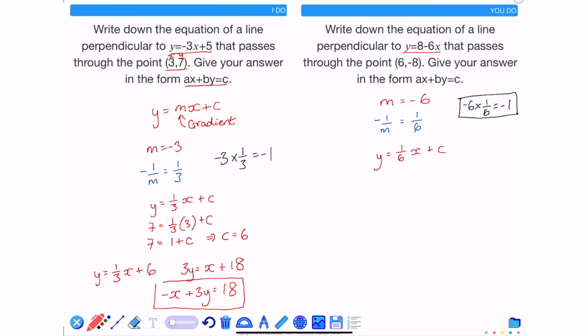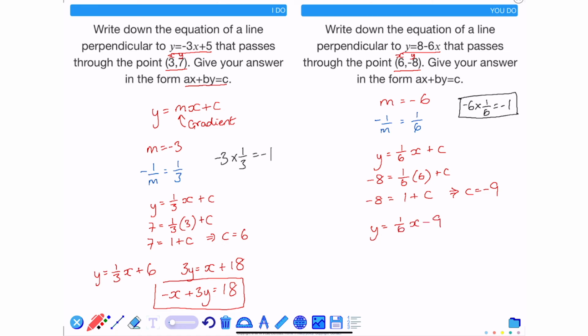I know that this line has to go through the point 6, -8, so that when x is equal to 6, y is equal to -8. So substituting the coordinate in, -8 is equal to a sixth of 6 plus c. Simplifying, a sixth of 6 is 1. Add on c is equal to -8, and this leads to c is -9. Substituting this into the equation, y is equal to a sixth of x minus 9.